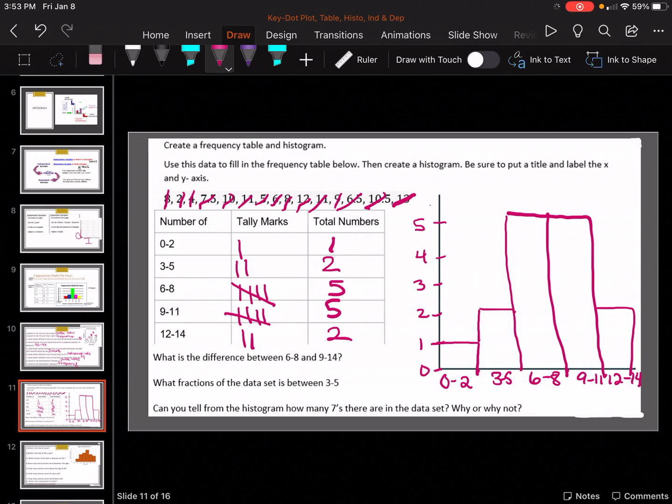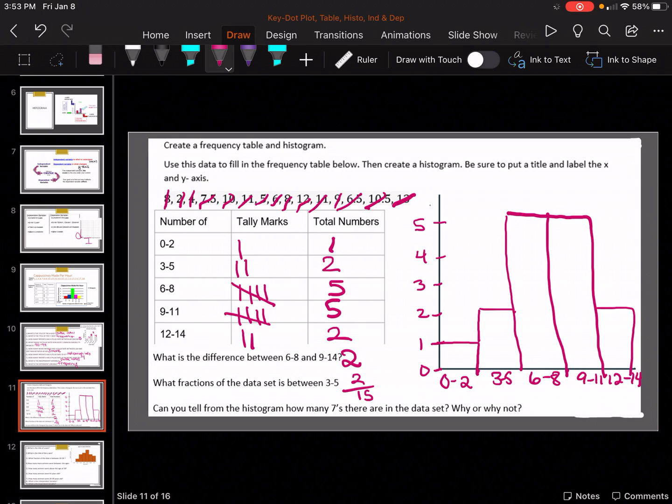So what's the difference between 6 to 8 and 9 to 14? Notice it's 9 to 14. So that would be 2, the difference. What fraction is between 3 to 5? So there's 2. Then we need to figure out the total. So that's 10, 11, 12, 13, 14, 15. So 2/15.